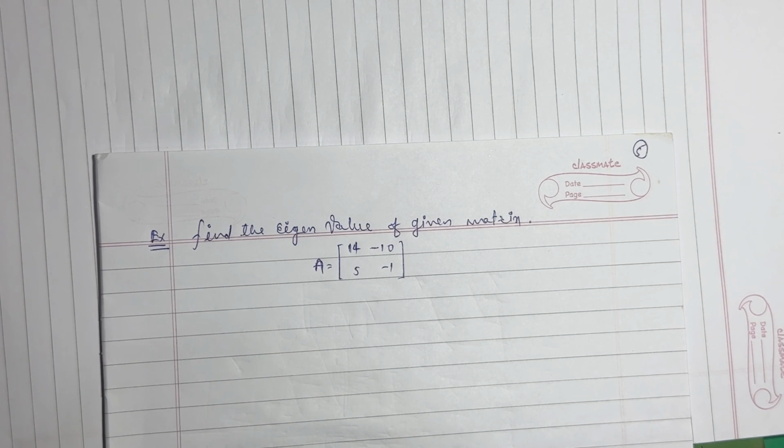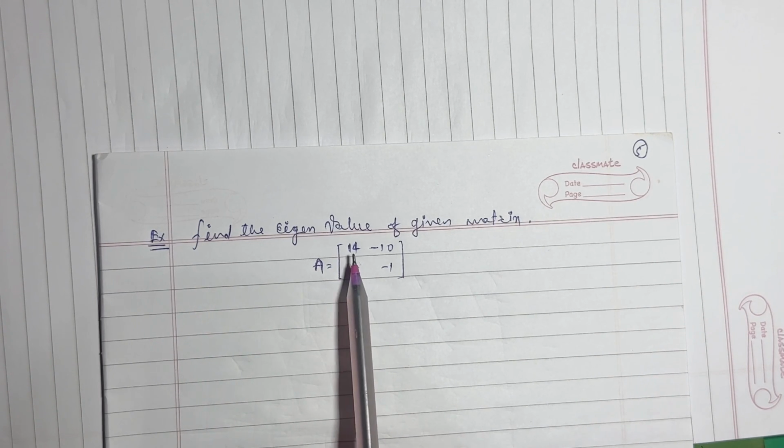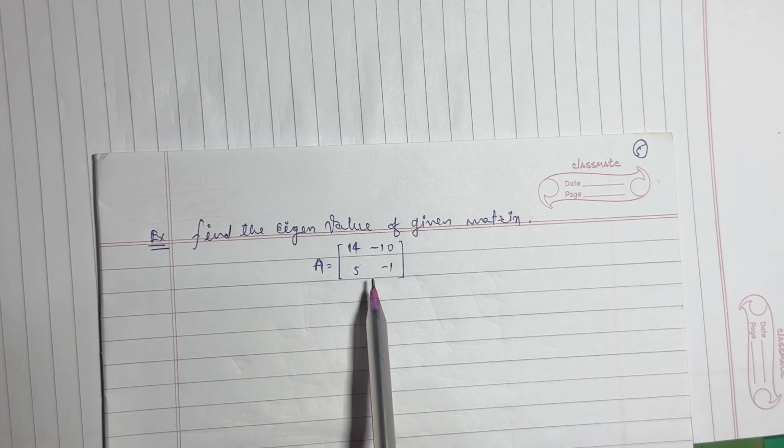In my previous lecture I explained eigenvalues and eigenvectors, how they work, and their properties. In today's video, I'm going to explain an example based on the previous properties and definitions. Let's find the eigenvalues for a given matrix A, which I have written here: 14, minus 10, 5, minus 1. So we want the eigenvalues.